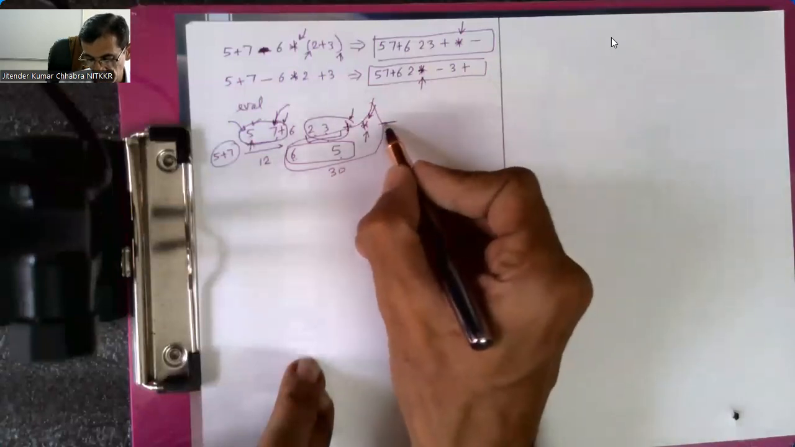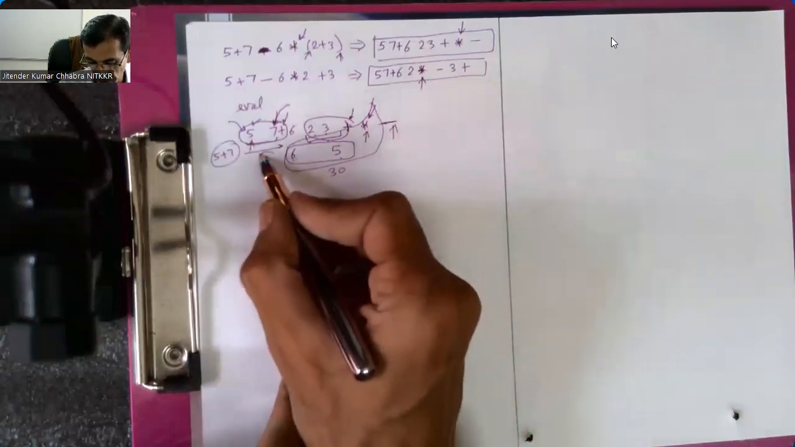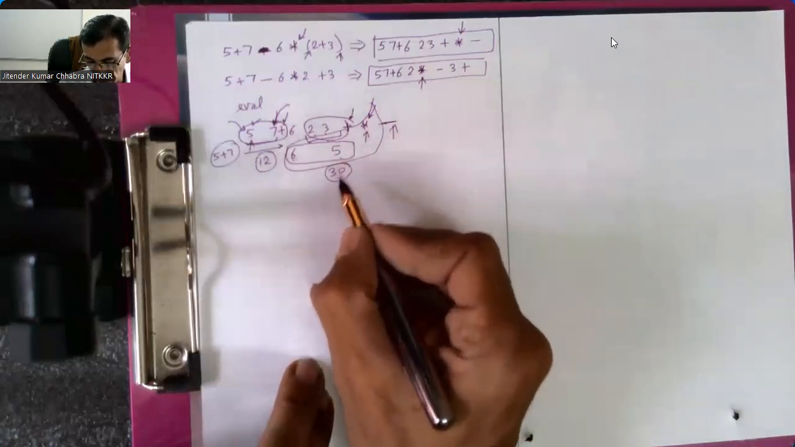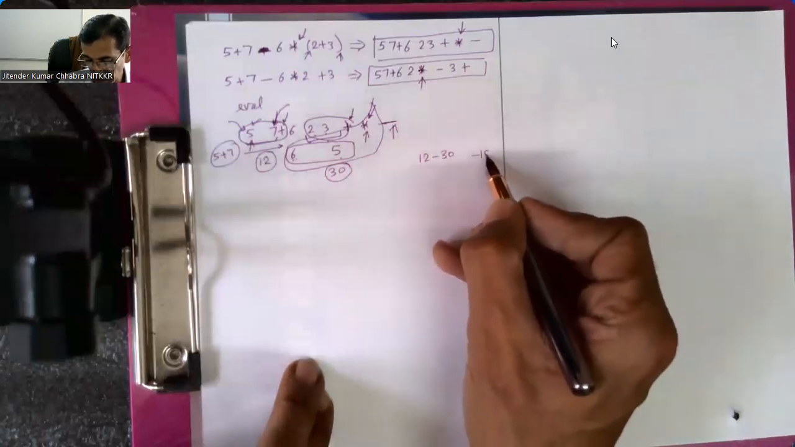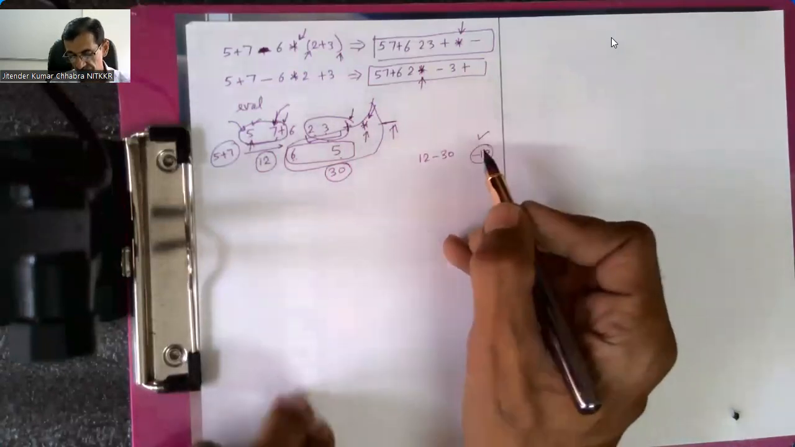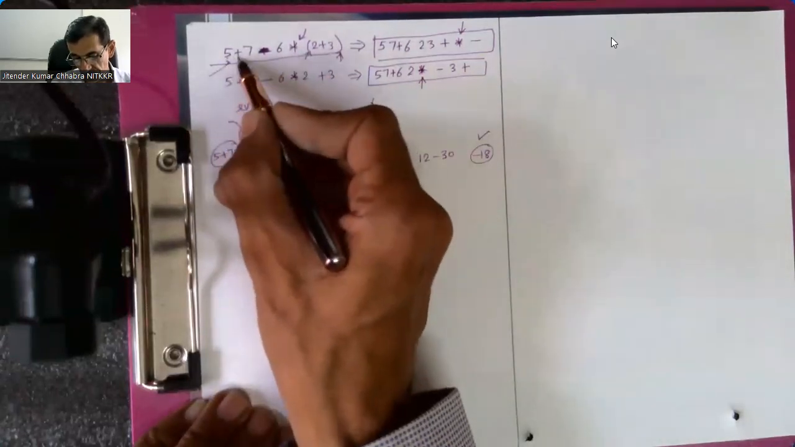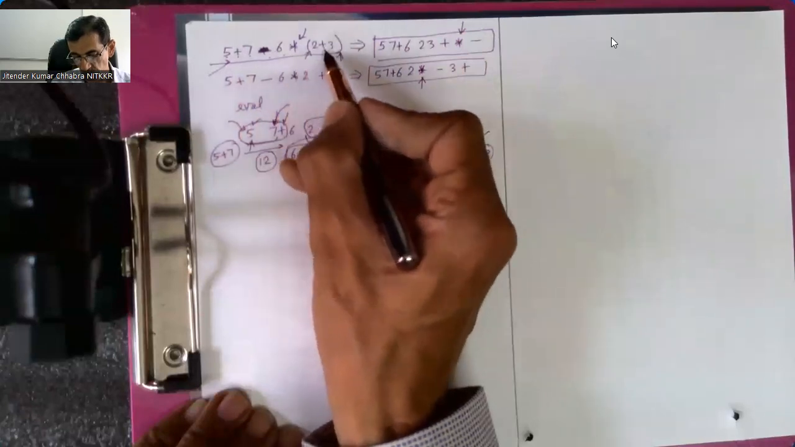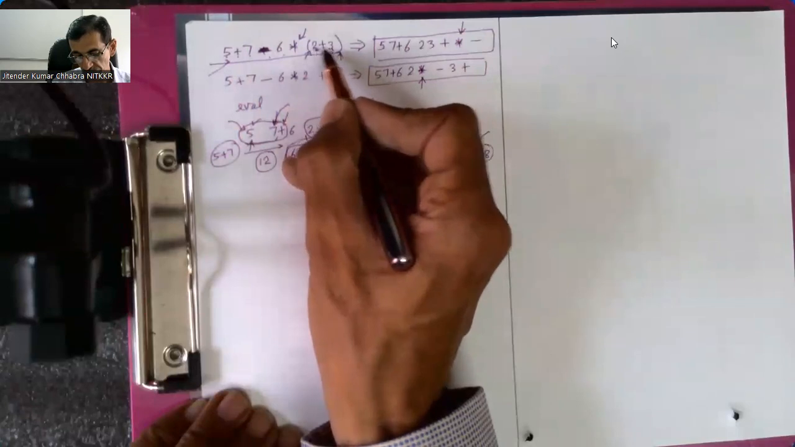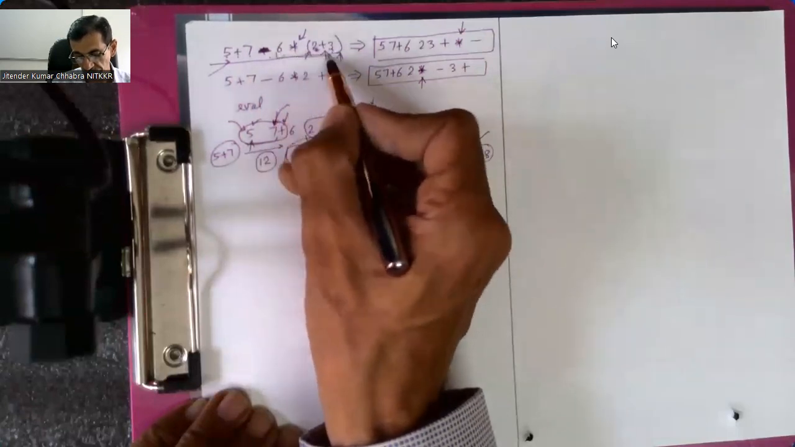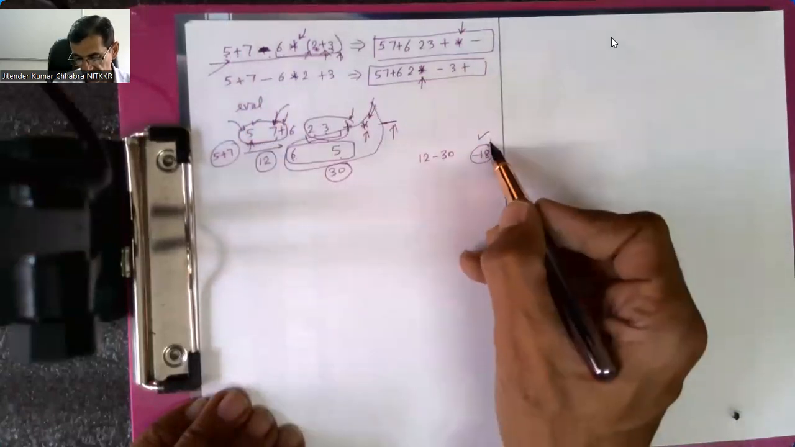Then comes a minus. Minus again means the previous two are its operands. One is 12, the other is 30. It will calculate 12 minus 30, which is minus 18 as the result. You could verify from the infix also: 5 plus 7 minus 6 into 2 plus 3, where 2 plus 3 is 5. So 6 into 5 will become 30, 5 plus 7 is 12, 12 minus 30 is minus 18.